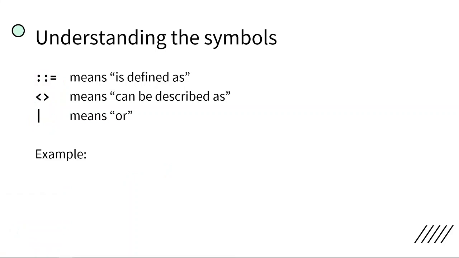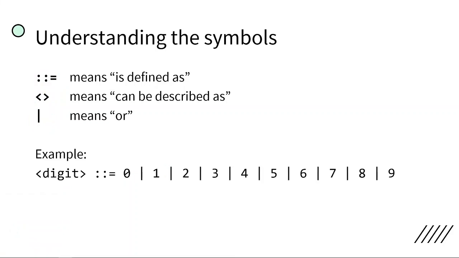So for an example, a digit is defined as 0 or 1 or 2 or 3 or 4 or 5 or 6 or 7 or 8 or 9. Okay? So again, we can describe a digit, we can define it as 0 or 1 or 2 or 3 or 4 or 5 or 6 or 7 or 8 or 9.